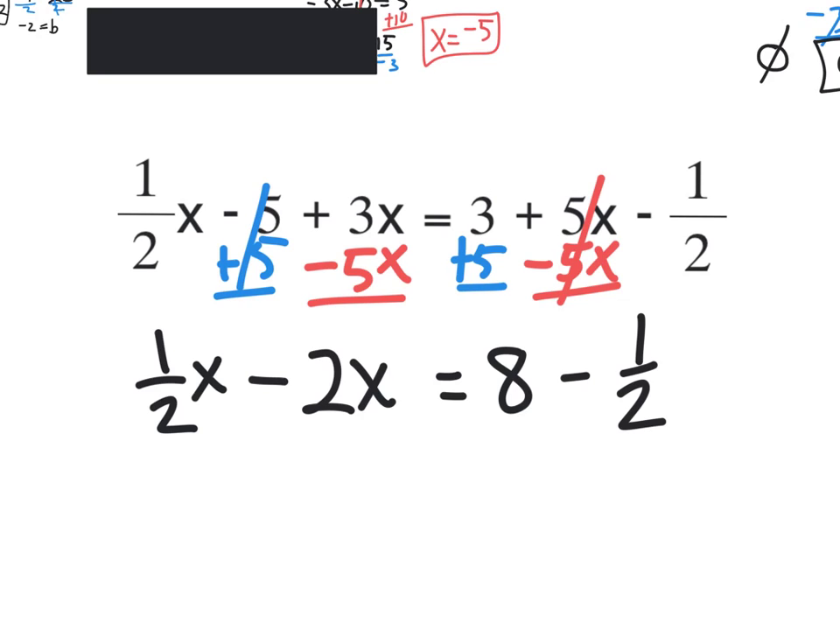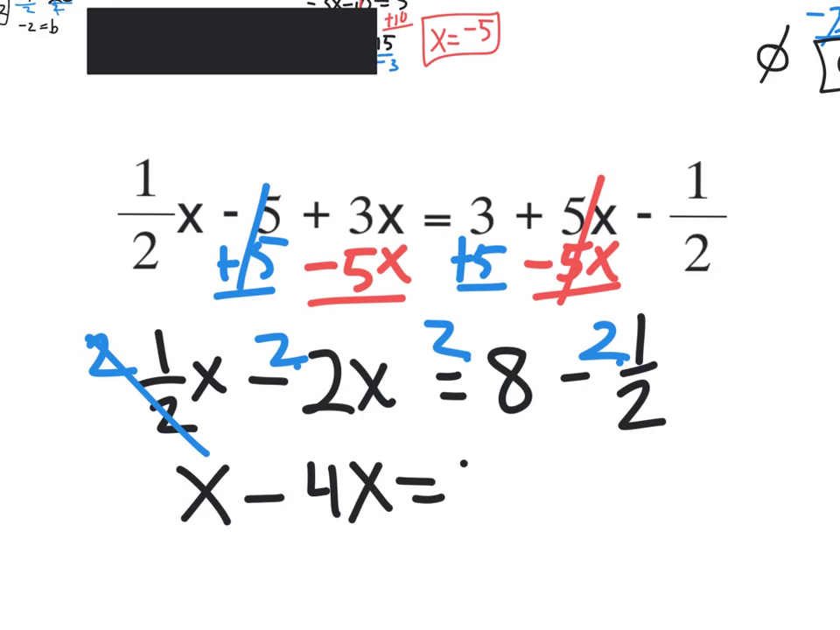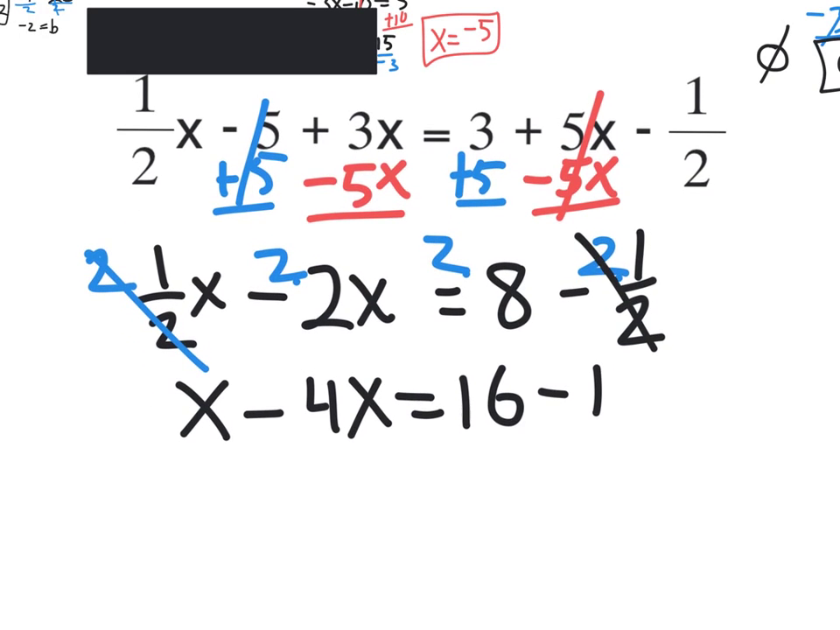Now I'm going to multiply everything by 2. This times 2, this times 2, this times 2, this times 2. Cancels. You're going to end up with x minus 4x equals 16 minus 1. So you really do end up with the same answer. We're going to keep working here. Moving it up a little to have more space. So on the left side, x minus 4x is a negative 3x. On the right side, 16 take away 1 is equal to 15.